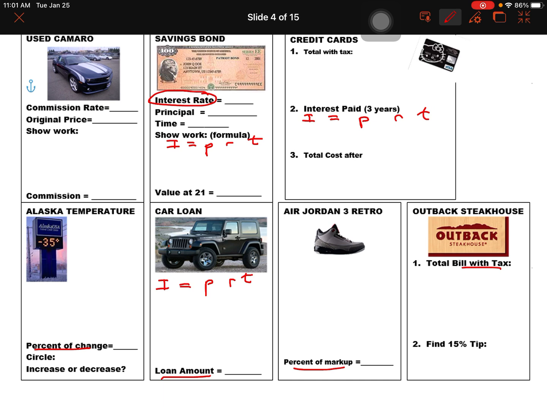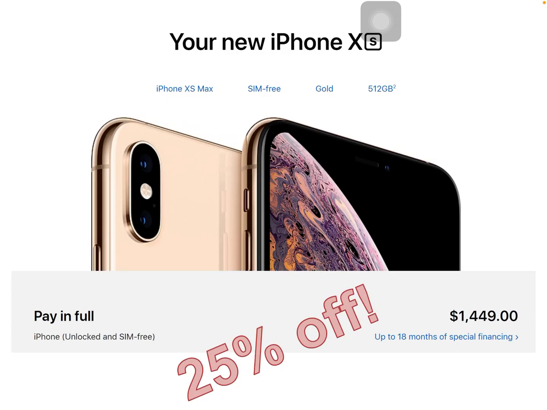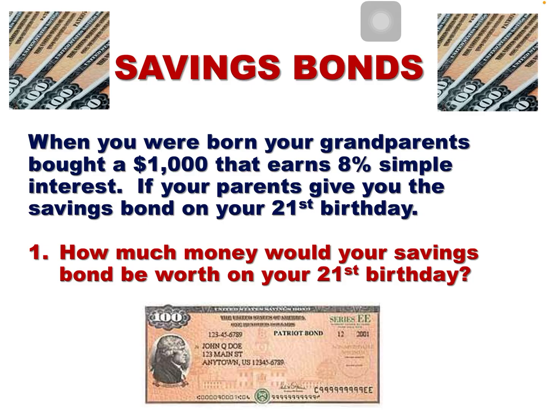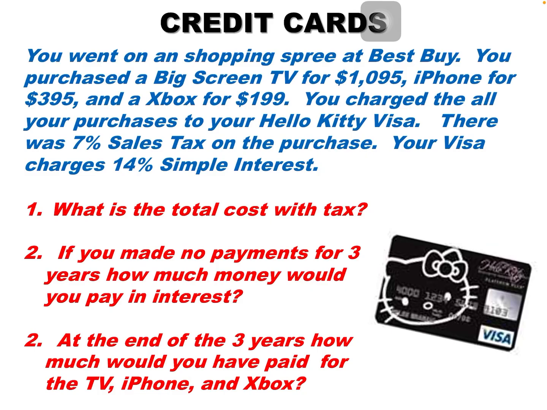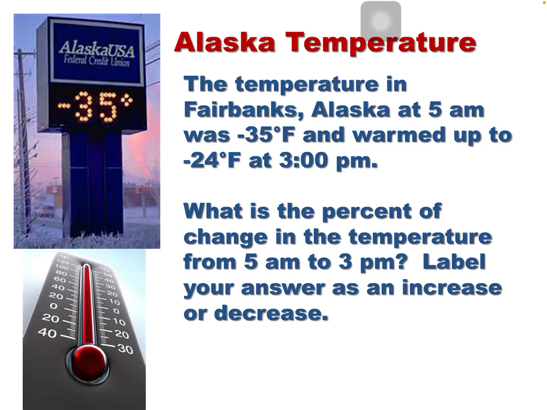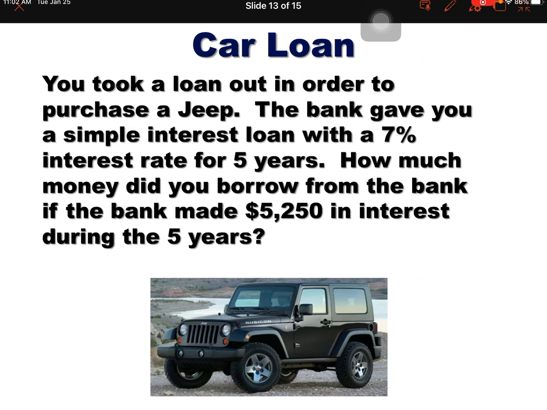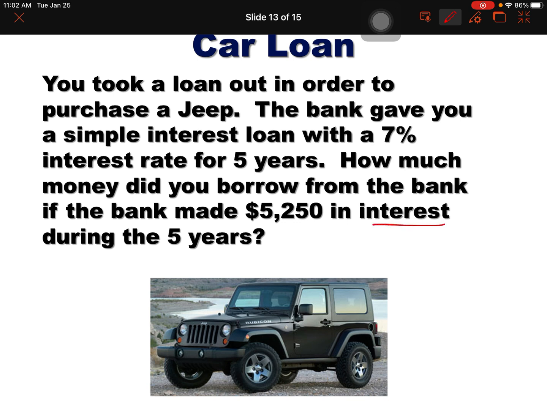Then there's percent of markup, and then we have our bill with tax, and our tip we're adding in as well. So you'll go around and find, for example, the Camaro: it tells you the price, tells you the commission, and gives you the directions. The savings bond gives you information you'll read about. You're using the I equals PRT formula. Notice it's simple interest. The credit card talks about what you're buying. You're going to have to find tax on this one, and you're going to have to find simple interest on that one as well, so that one's a lot of work. This one's a percent of change question. You're going to be finding a car loan, so once again, simple interest. Anytime you see the word interest, you are using the I equals PRT formula.